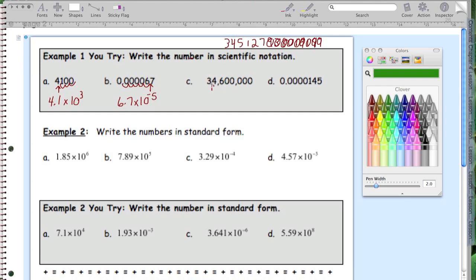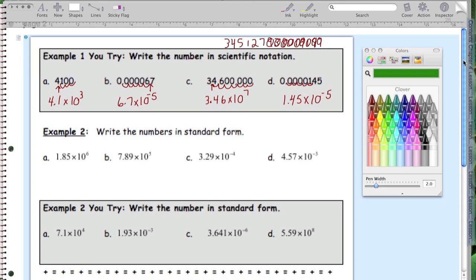Here we put our decimal, 3.46 times 10 to the 1, 2, 3, 4, 5, 6, 7. 10 to the 7th. And then we're going to do 1.45. If you're noticing, the pattern is that the decimal point always goes after the first actual number that's not 0. So 1.45 times 10 to the 1, 2, 3, 4, 5. And because it's a decimal, it's a negative.